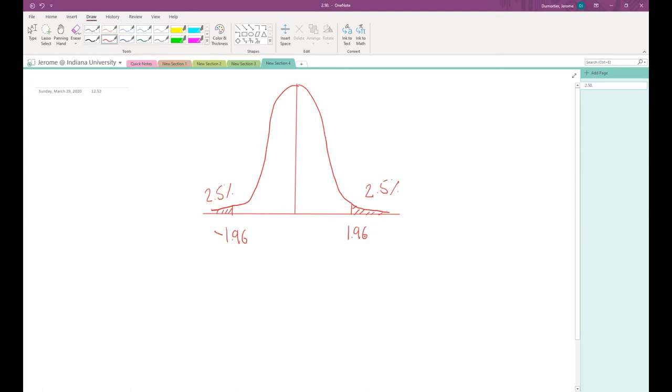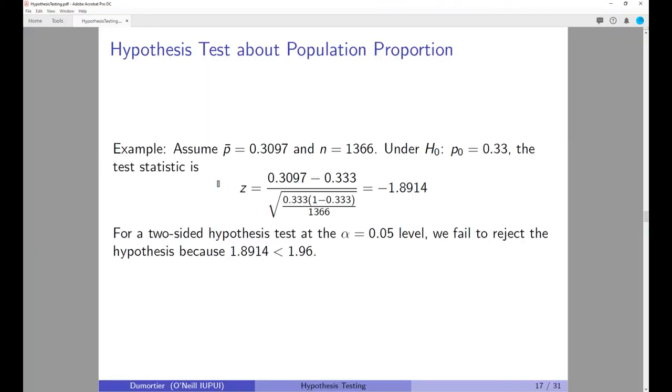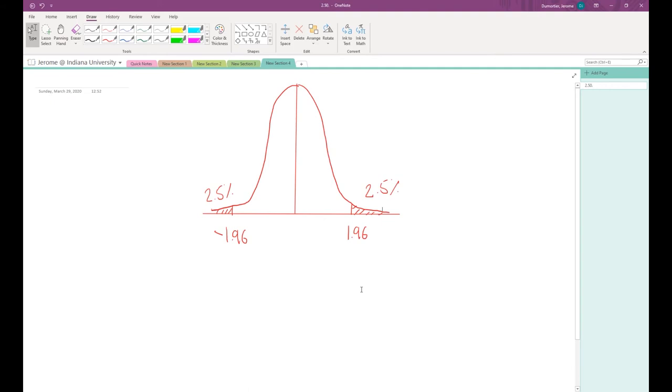The advantage of doing a hypothesis test for a proportion is that you do not have to look at the t-distribution, and you always know that for a two-sided test at the 5% level, the cutoff points or the critical values are always going to be negative 1.96 and 1.96. Based on the test statistic that we have calculated, we have negative 1.89, meaning that the test statistic is about here. And hence, we are failing to reject the null hypothesis that one-third of users are actually using Instagram.